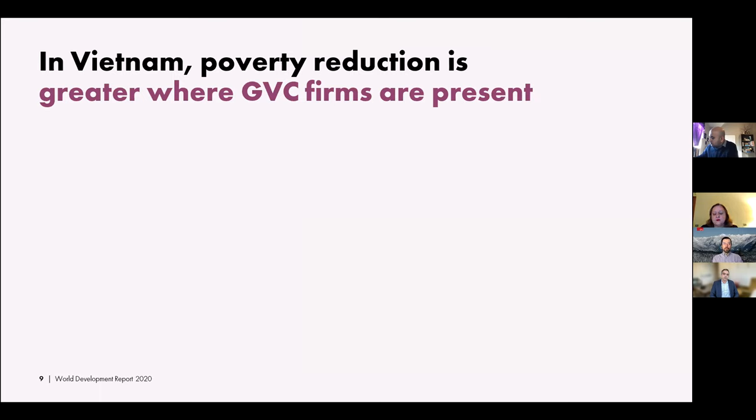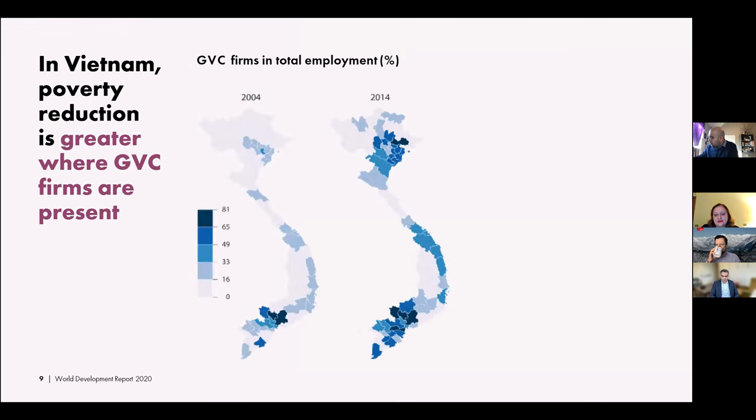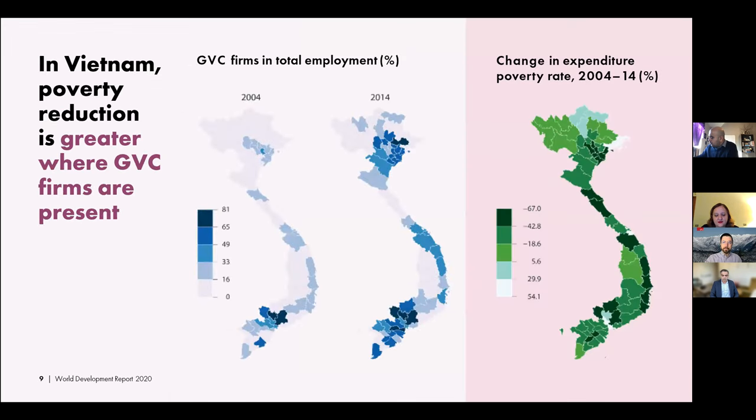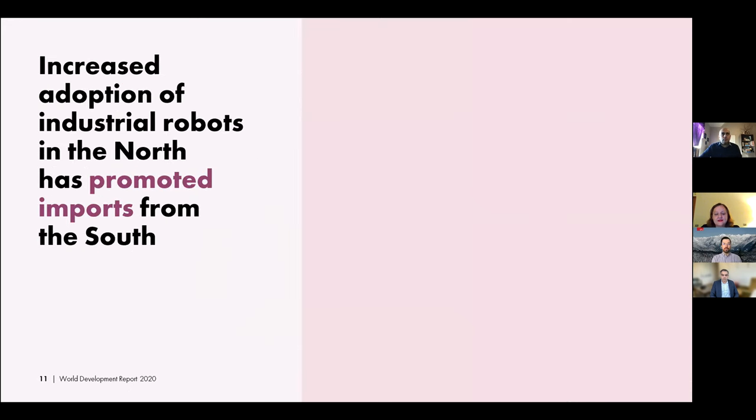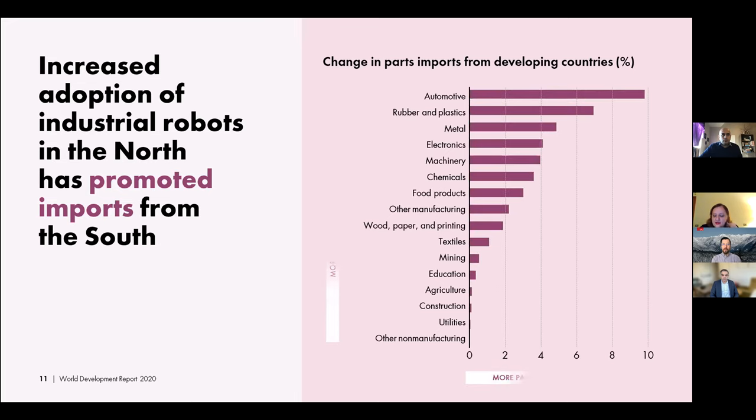Because they lead to growth and to employment, countries that get into global value chains also achieve poverty reduction. The one question we ask is: is this a story of the past? I don't have the time to go into that, but we find that technology doesn't change this picture. If we look at automation in the countries of the north and demand for parts and components from the countries of the south, it's precisely in those sectors that have automated more that we find the most demand for parts and components.